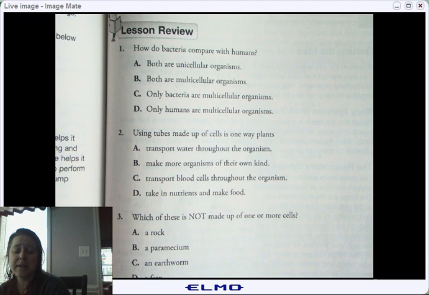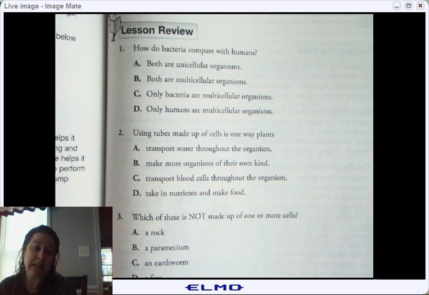Okay. Number 2, using tubes made up of cells is one way plants A, transport water through the organism. B, make more organisms of their own kind. C, transport blood cells through the organisms. Or D, take in nutrients and make food. Keyword there is plants. So I'm going to tell you right now, you probably could rule one out because there's just not that in those organisms. But if you don't remember, go back and look at the plants and what it takes in.